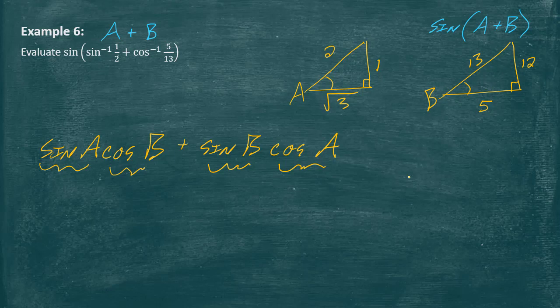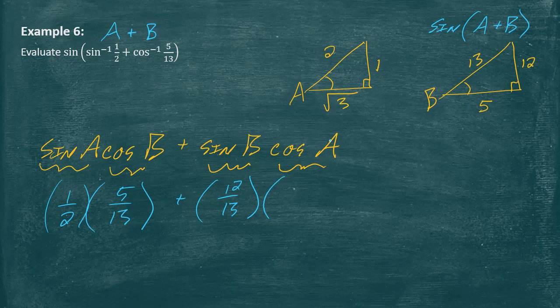Now from here, just like we would do with a normal sine sum formula, I just replace each with the ratios from those triangles. So sine of a we already knew was going to be 1/2. That was provided for me. Cosine of b, that one also was provided for me. That was 5/13. Then I'd add it with sine of b. That's something I needed the triangle for. That's 12/13, opposite over hypotenuse, if you didn't follow that. And then cosine of a, that would be the adjacent over the hypotenuse. That would be the rad 3/2 we mentioned earlier, since it should be paired with a 1/2, from the unit circle.